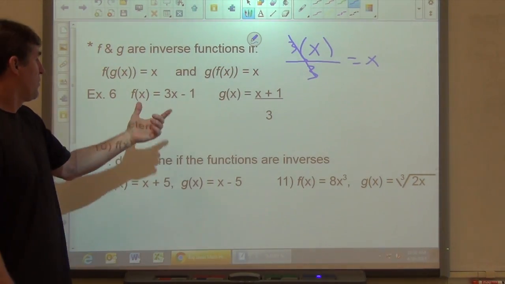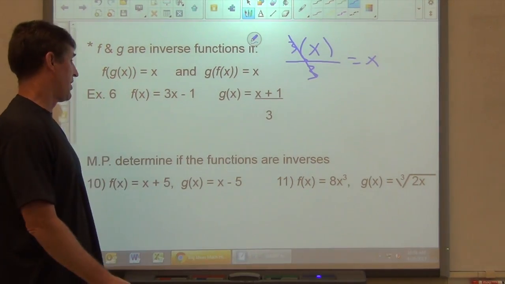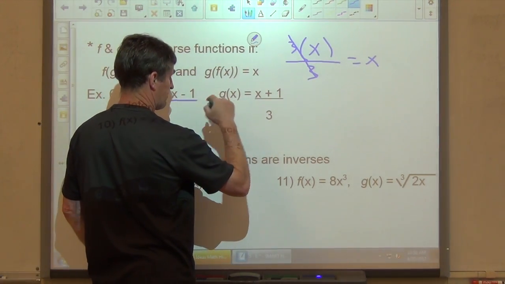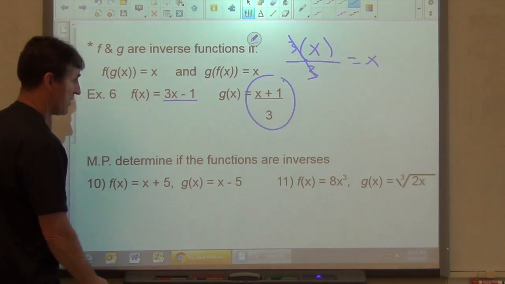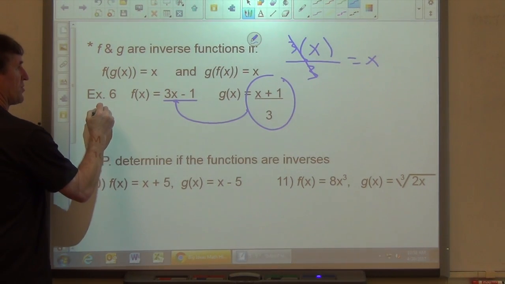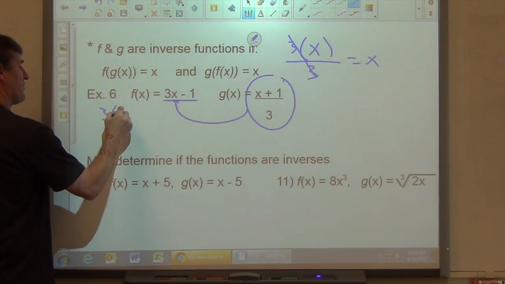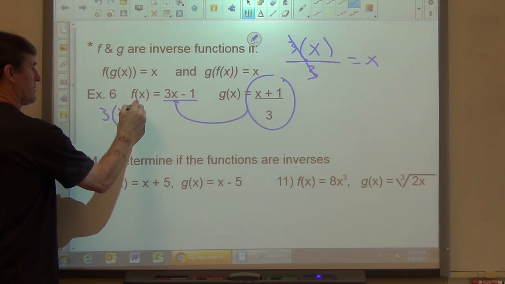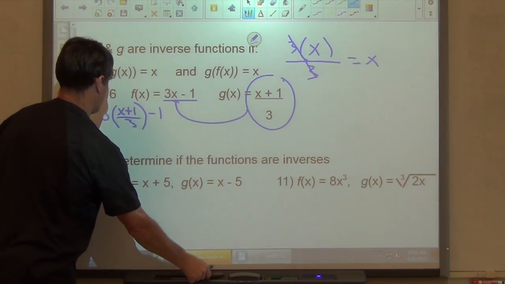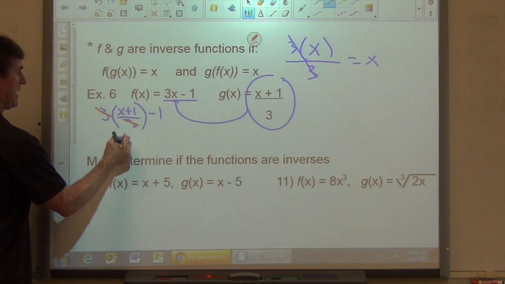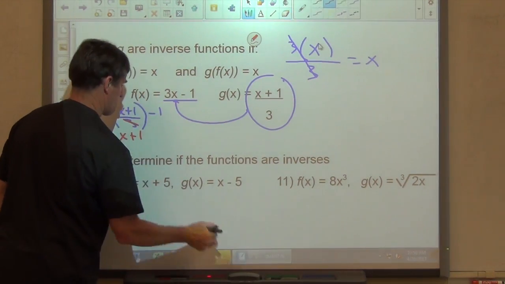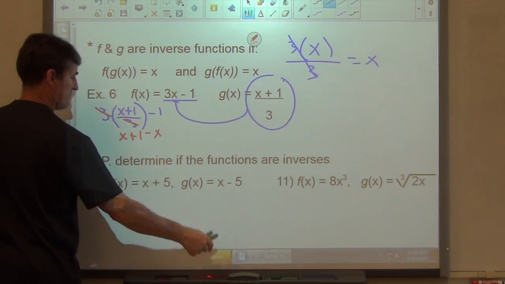So we can determine when they give us two functions whether they're inverses or not. They gave us f of x is equal to 3x minus 1, and g of x is equal to x plus 1 over 3. All you do on these is plug g of x in for x. So I'm going to go 3, and then I replace x with the inverse, x plus 1 divided by 3, minus 1. And I simplify that. Here the 3's would cancel, and I get x plus 1 minus 1, which equals x.